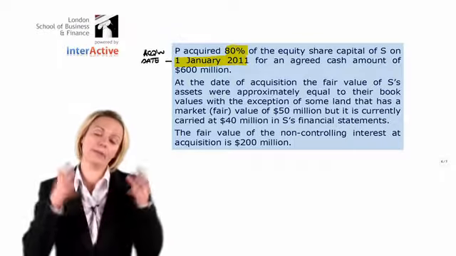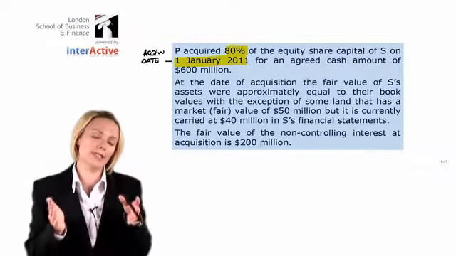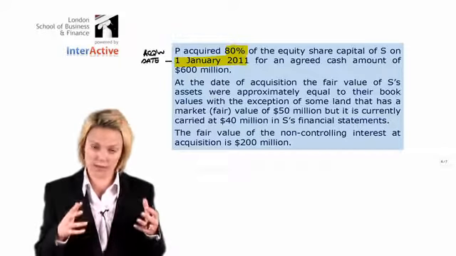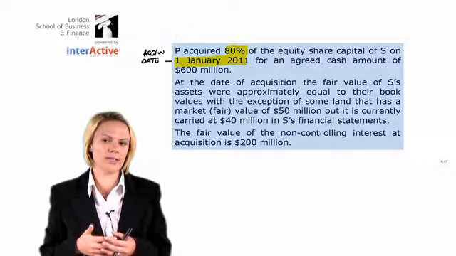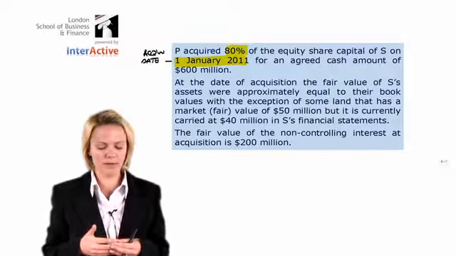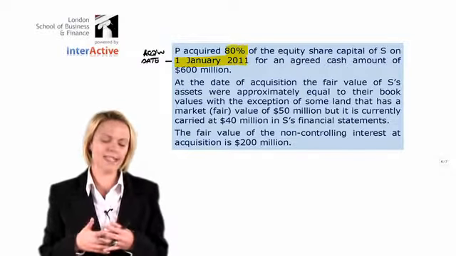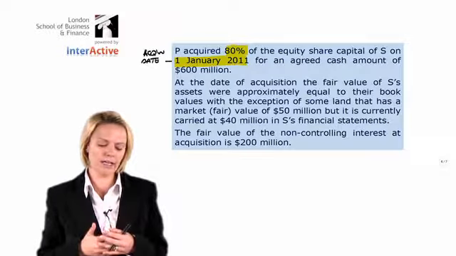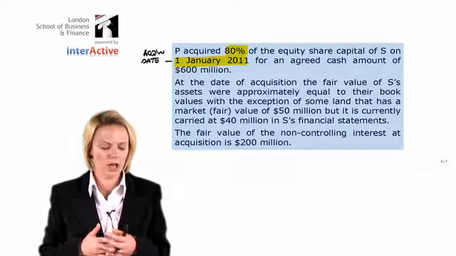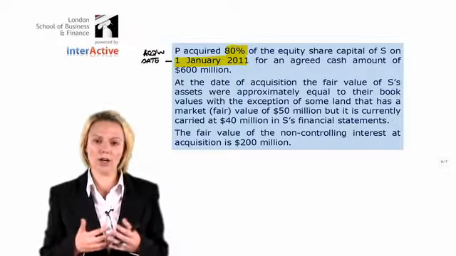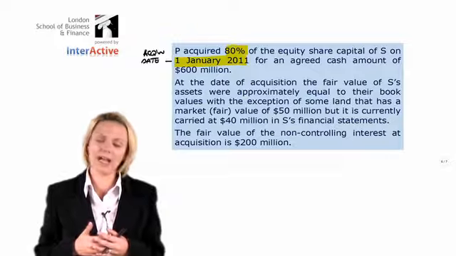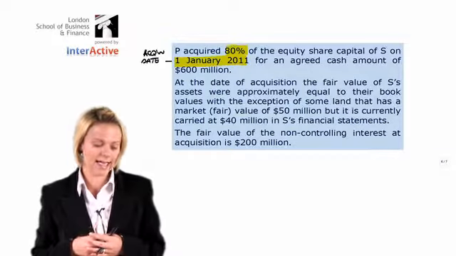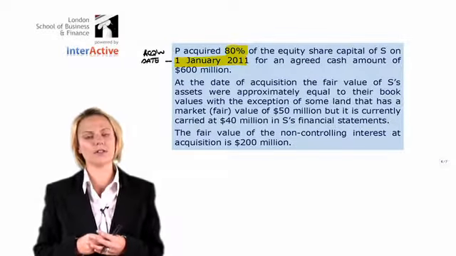And you see then that we've been given the net assets for the subsidiary at acquisition at the top of this question. At the date of acquisition, 1st of January, the fair value of S's assets were approximately equal to their book values, with the exception of some land that has a fair market value of $50 million, but is currently carried at $40 million in S's financial statements.